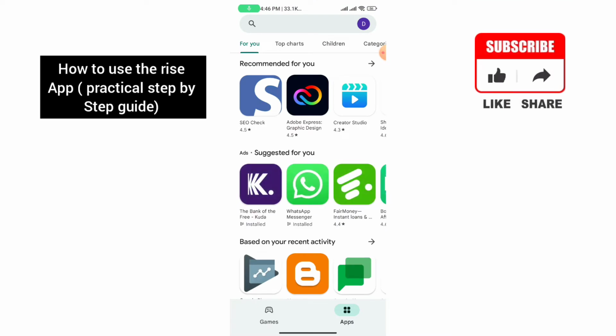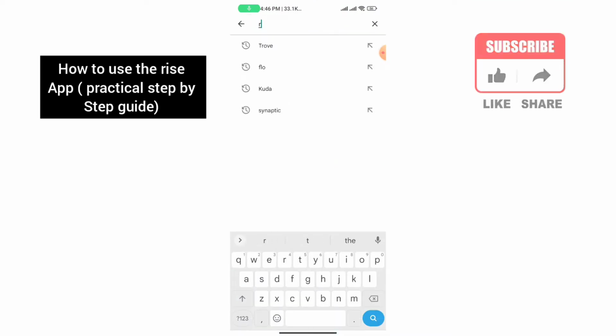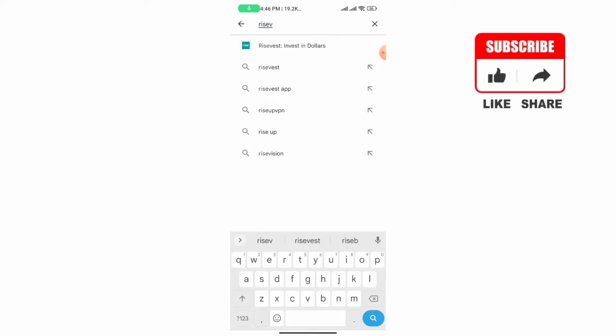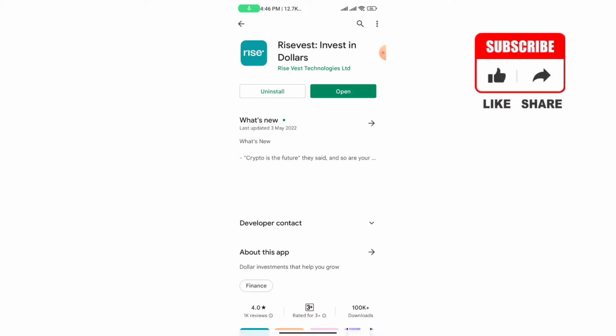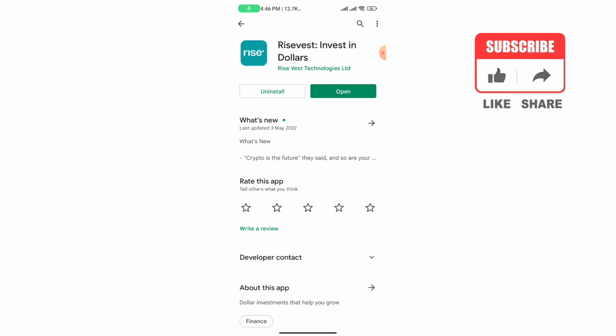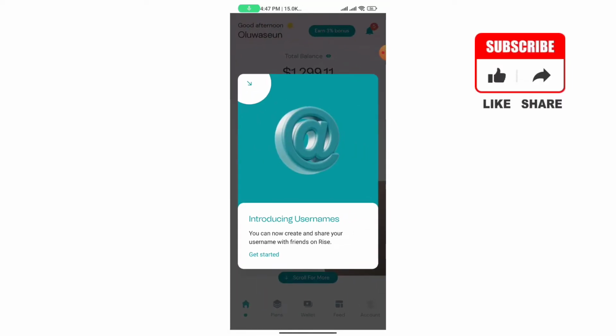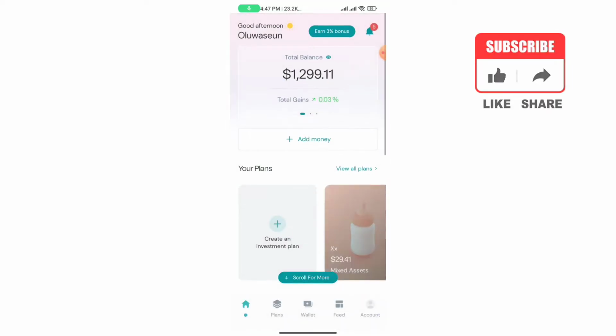Hello guys, so the first step is to download the Risevest app on Play Store. Risevest Invest in Dollars. So this is the logo you'd see. Because I already have this app on my phone, it is going to show install and open. Okay, so I would click on open to open it.